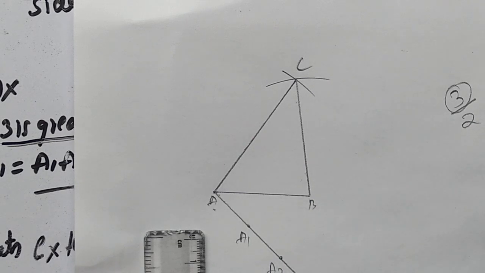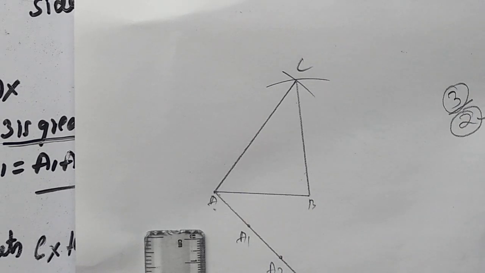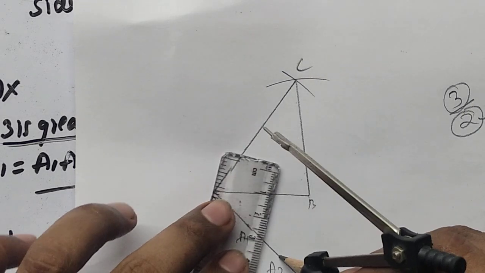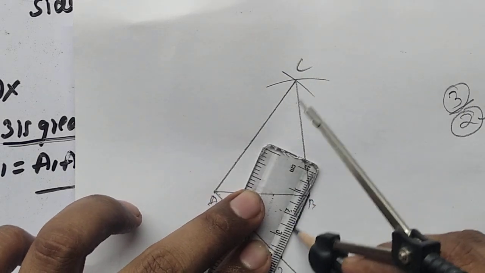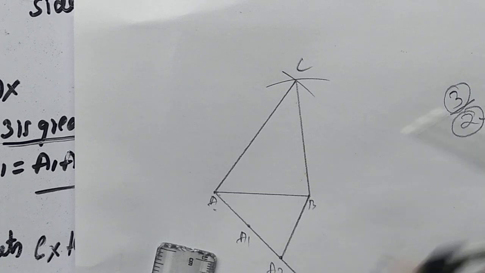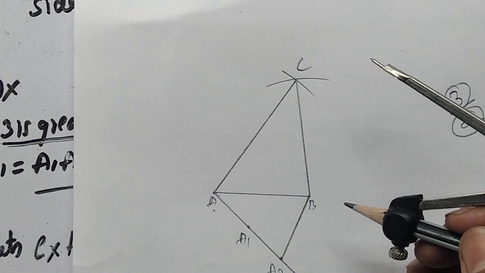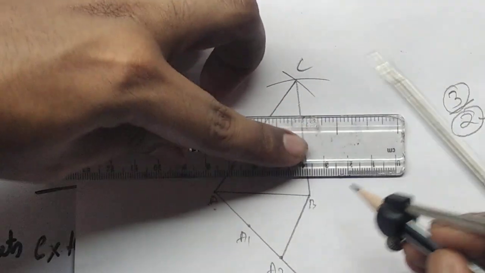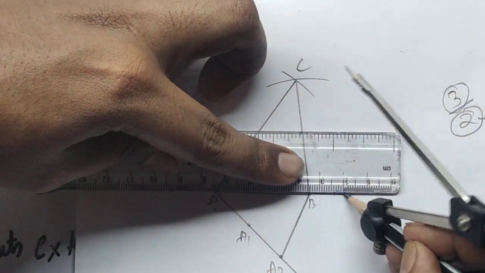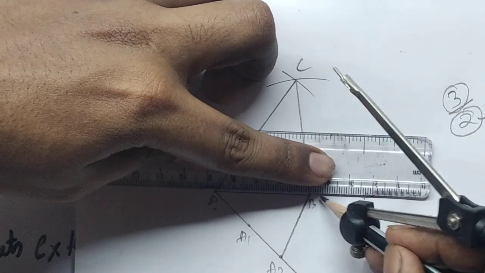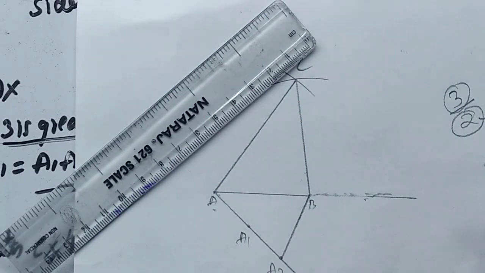So the next step is you have to join the denominator value point to B. So A2 should be joined to B. Next, from A3 you have to draw a line parallel to A2B, which will meet the extended AB. So first thing, you have to extend AB. So I am here extending AB.